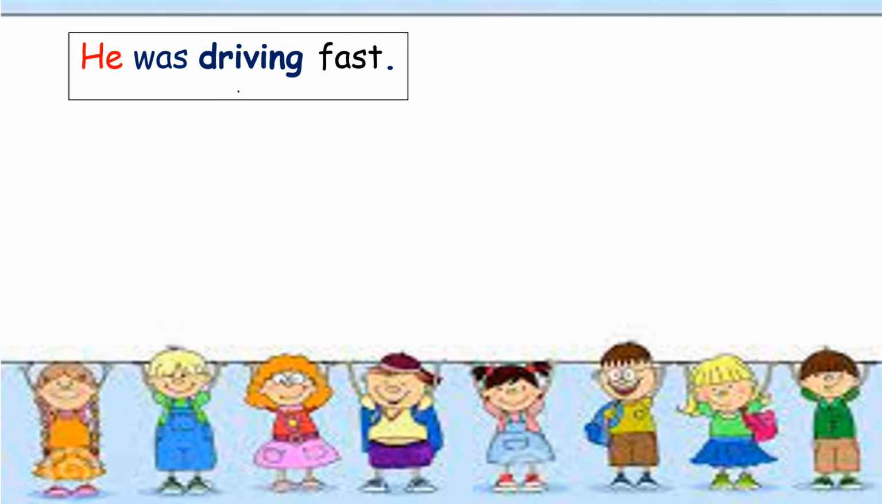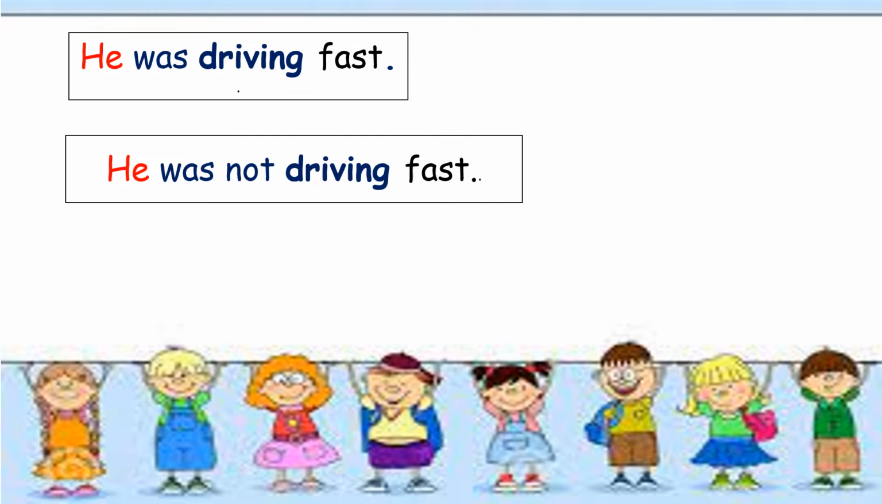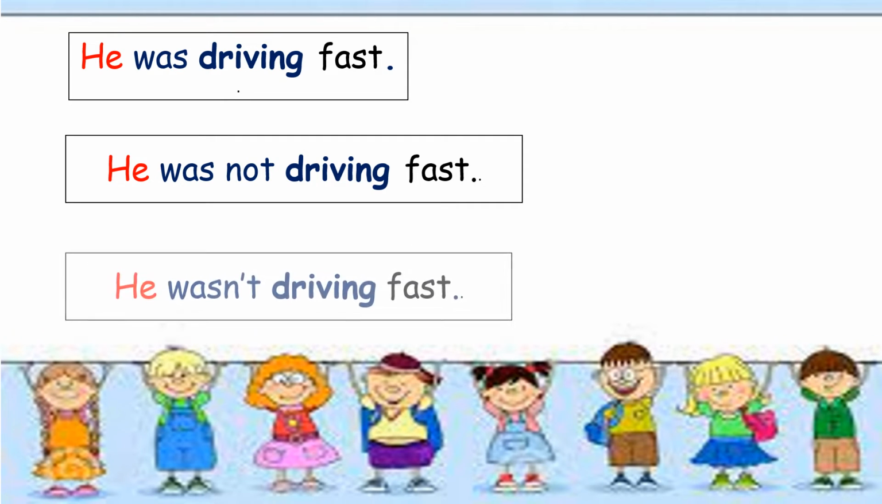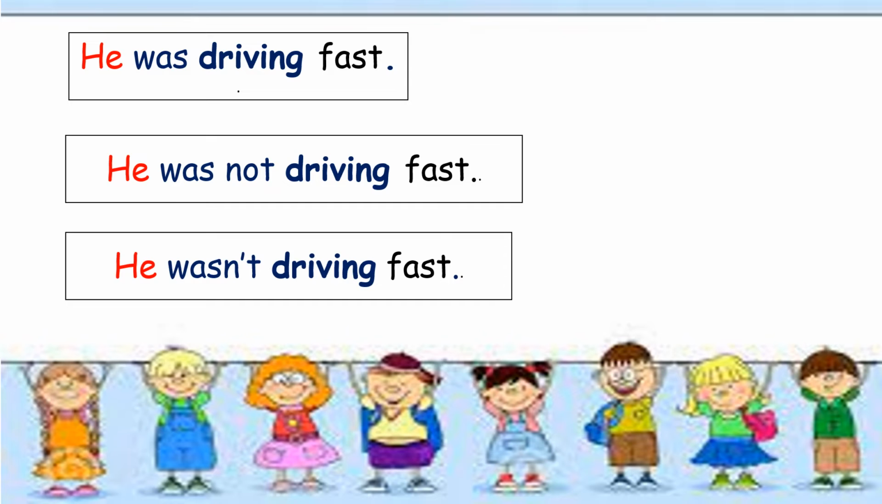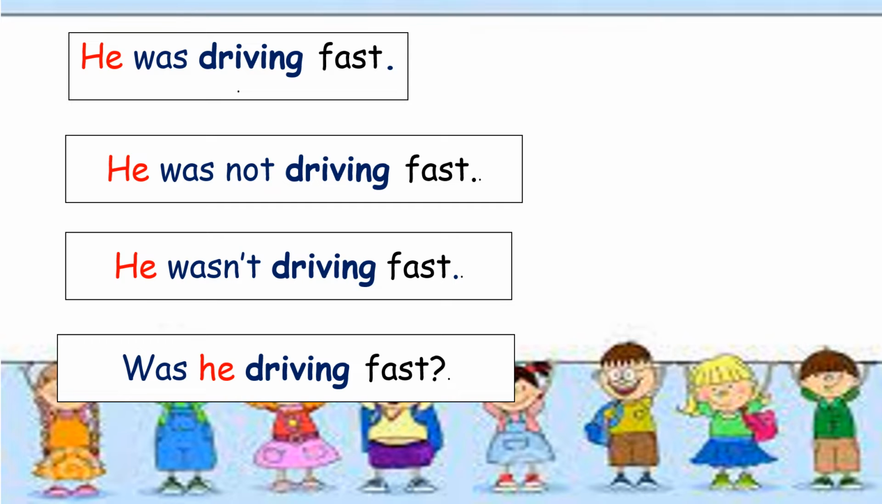He was driving fast. Our sentence begins with he, so we use was. And the verb in the sentence is driving. Driving comes from the verb drive. Drive spells drive. So we change the letter E to ing. He was not driving fast. He wasn't driving fast. Was he driving fast?